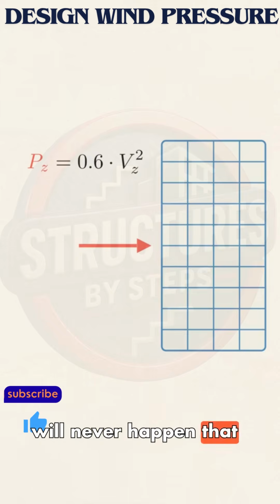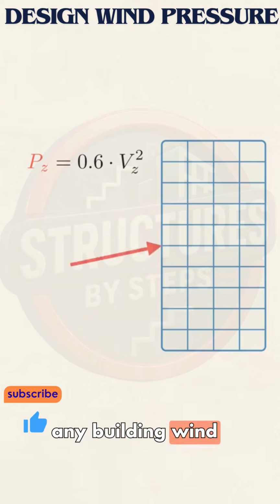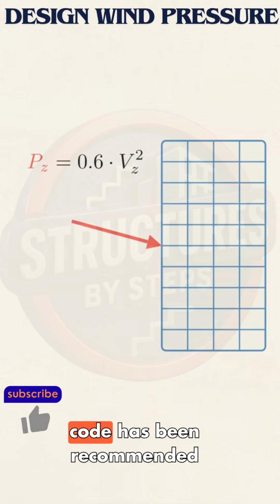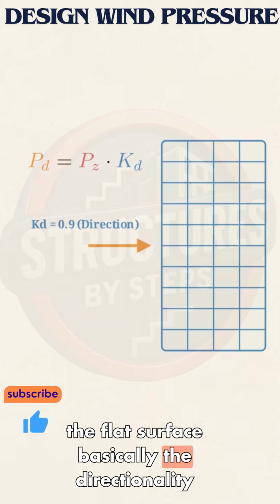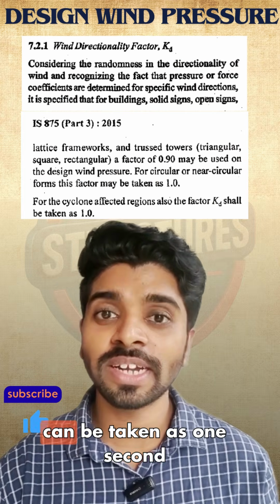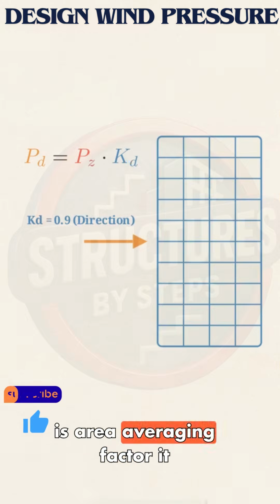It will never happen that the wind will directly hit at 90 degrees to the flat surface of any building. Wind always comes with some angle, with some direction. Due to that, the IS code recommends that for rectangular surfaces, triangular surfaces, basically flat surfaces, the directionality factor has to be taken as 0.9, and for circular surfaces, it can be taken as 1. The second reduction factor is KA, that is the area averaging factor.